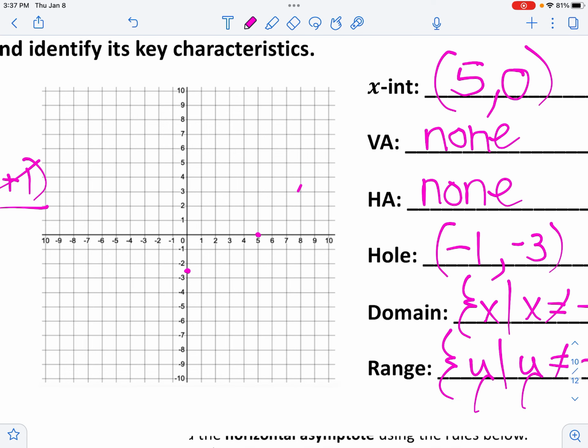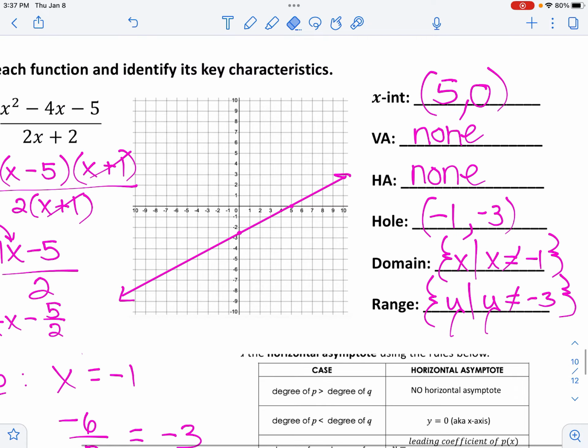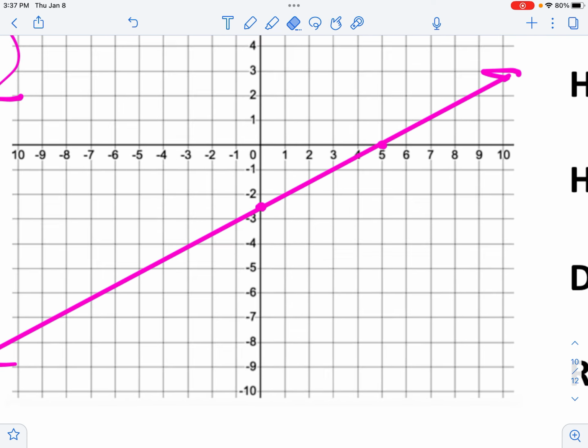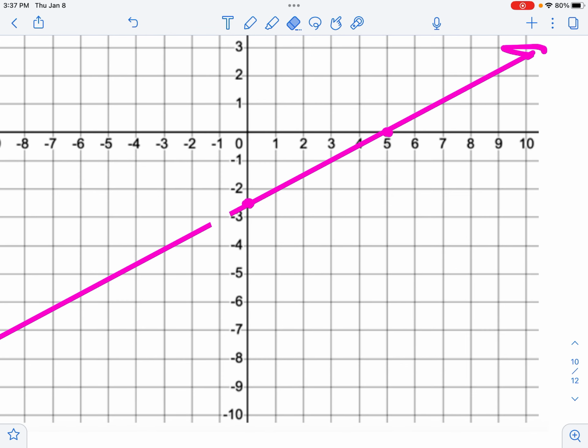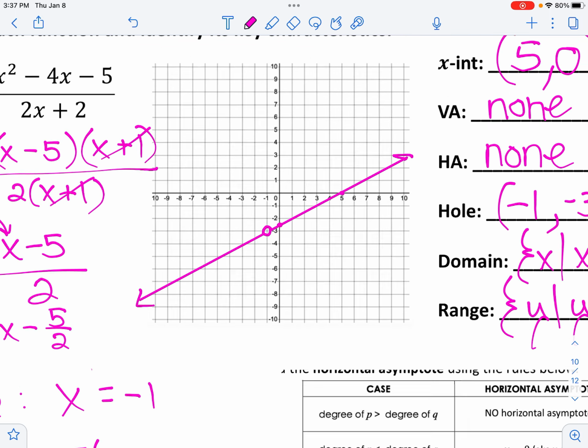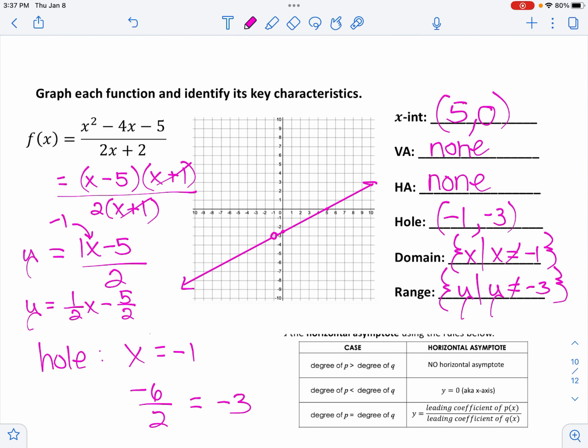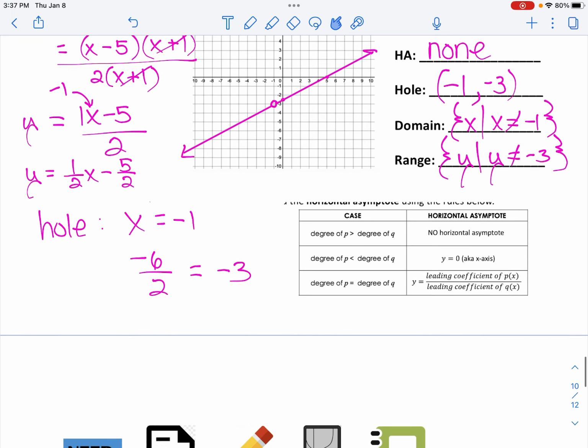All right. I don't know how great this is going to be. There we go. Pretty good. All right. There's my linear function. Okay. Now remember, I have a hole at -1, -3, which is right here. So I need to make sure that I sketch that in. There we go. There's my function. It actually looks like a linear function, right? There we go. Okay. I hope that this is starting to make some sense now.